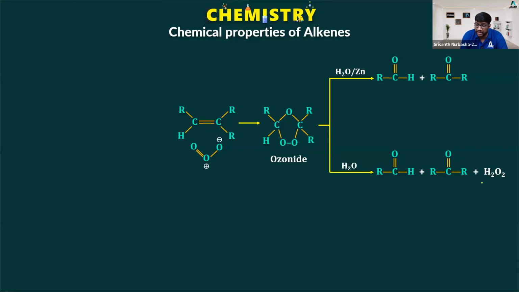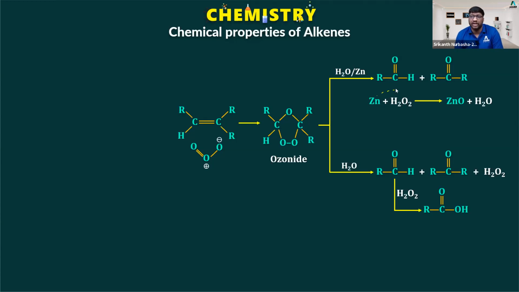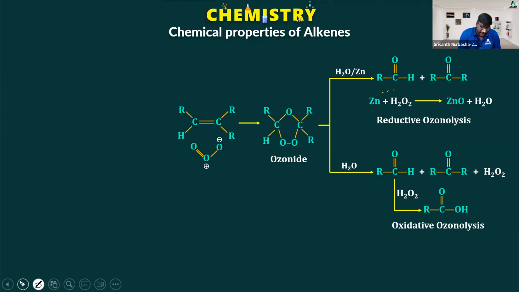That H2O2 which is obtained will again act as an oxidizing agent, and it will try to oxidize the respective aldehydes to respective carboxylic acids. But in the previous case, whatever H2O2 is obtained will react with zinc to form zinc oxide and H2O. And we all know zinc has a tendency to undergo oxidation, because that depends upon the crystal lattice structure of zinc, metallic bonding, heat of atomization. Based on all those, we can say it has a good reduction potential to undergo oxidation. So reductive ozonolysis happens, and oxidative ozonolysis will lead to the formation of acids as well.